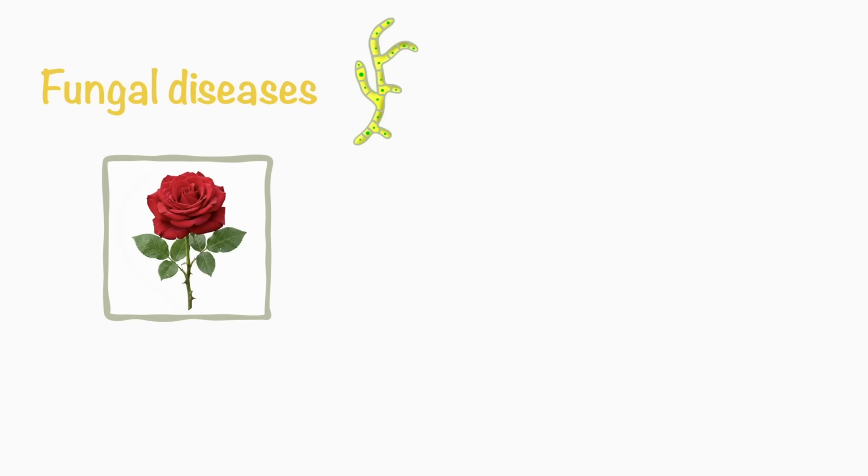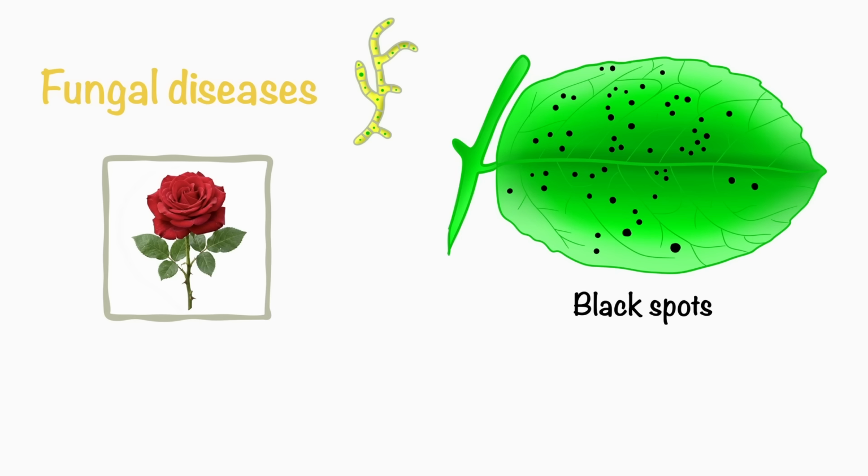Rose black spot is a common fungal disease affecting rose plants. This fungus causes purple or black spots to develop on the leaves of rose plants. The spots have irregular edges and can grow quite large. As the disease progresses, affected leaves often turn yellow and fall off prematurely.